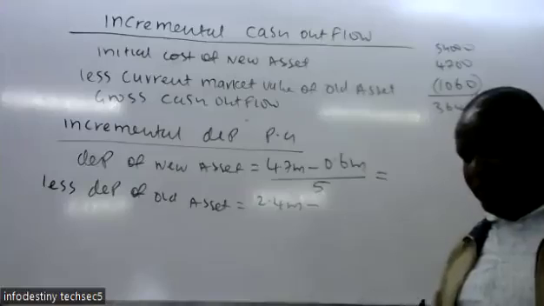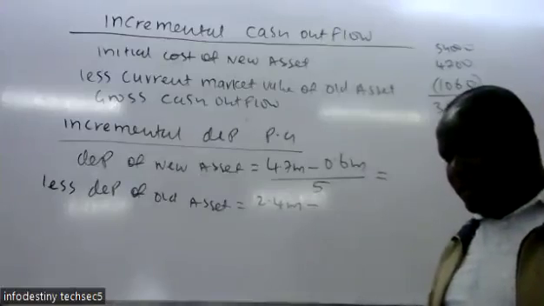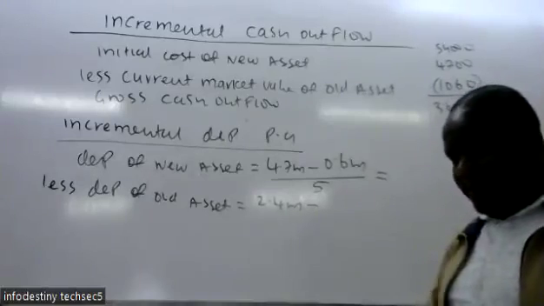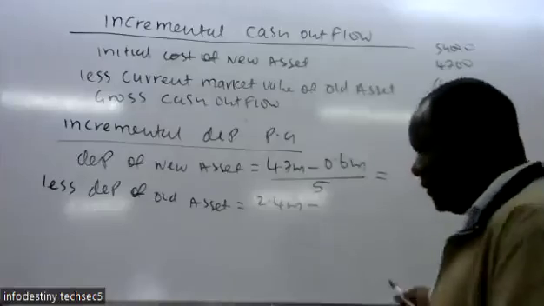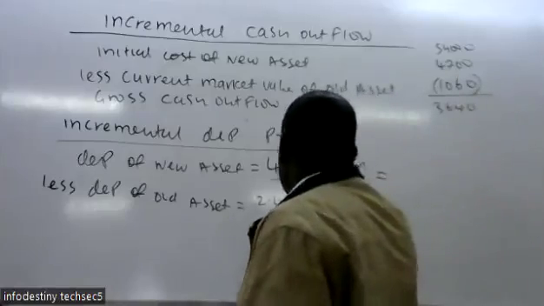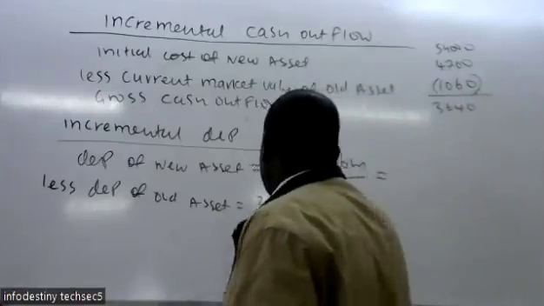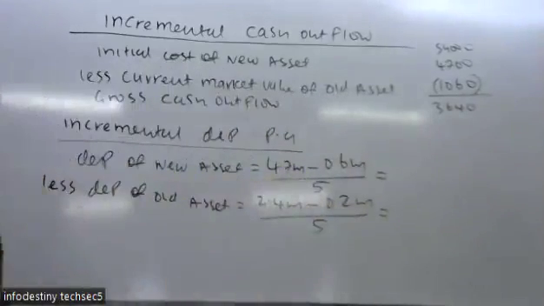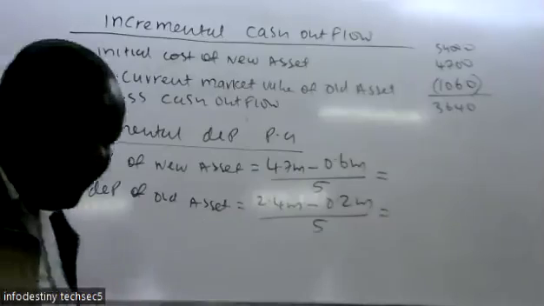What they gave you is that the old machine has an estimated resale. Sorry, they have given you the 200,000. Can you see the 200,000? Yes, they have given us the 200,000, which is the same as 0.2. So you also divide by 5 years.